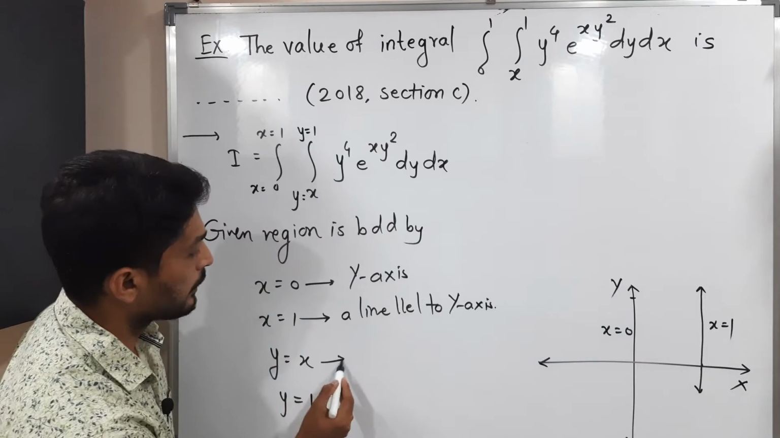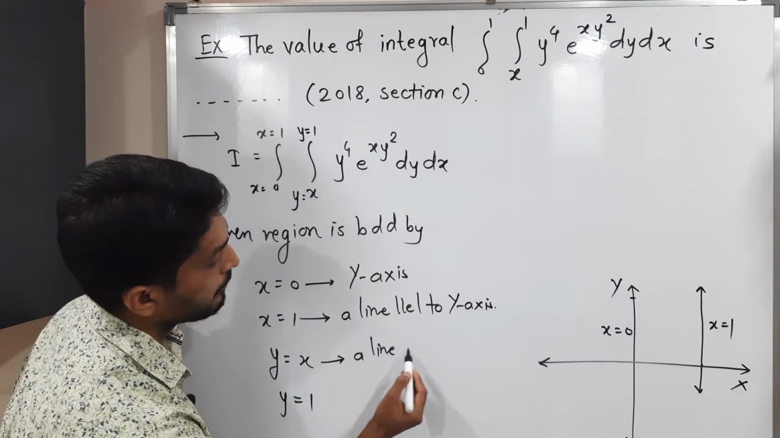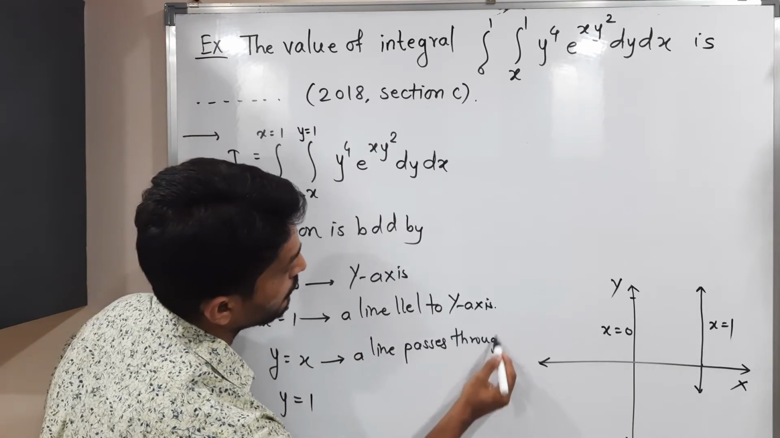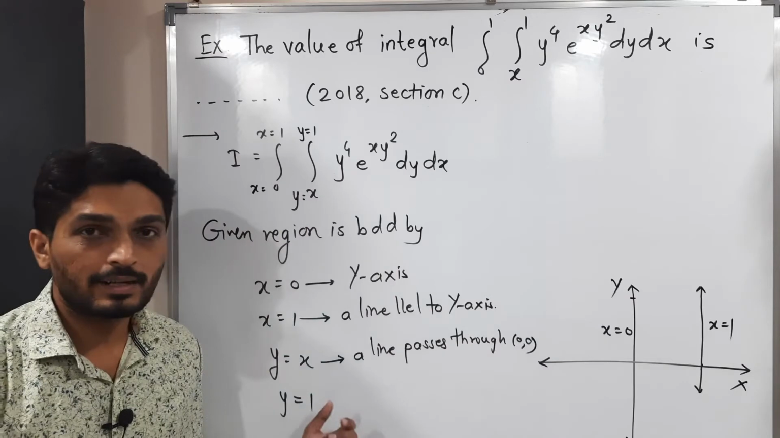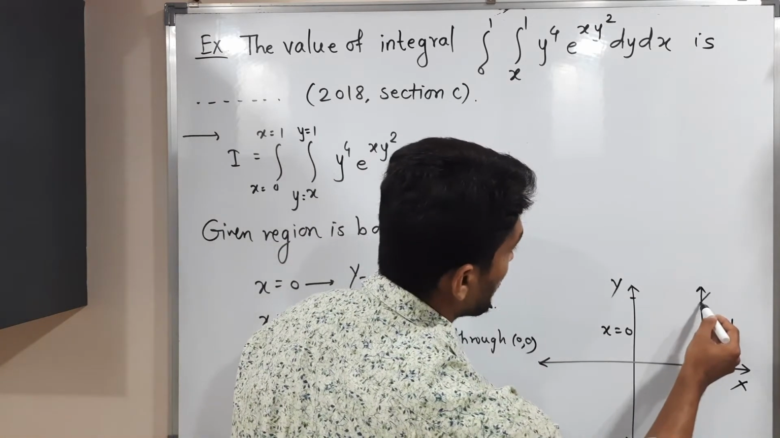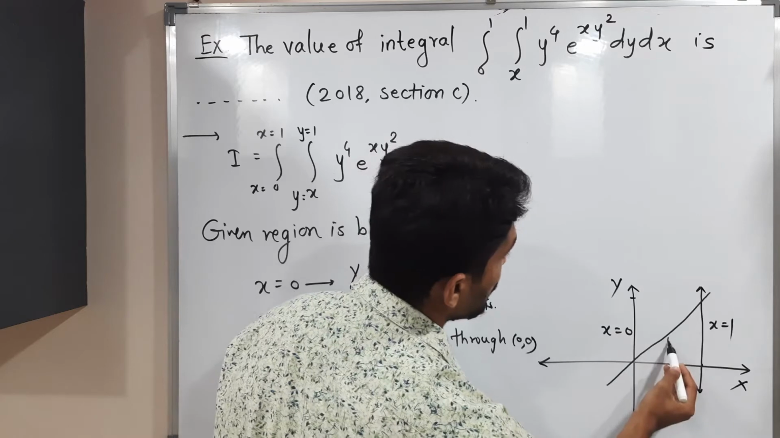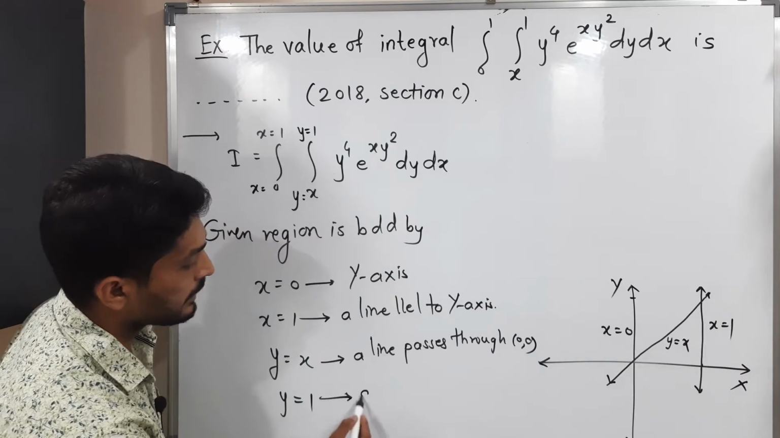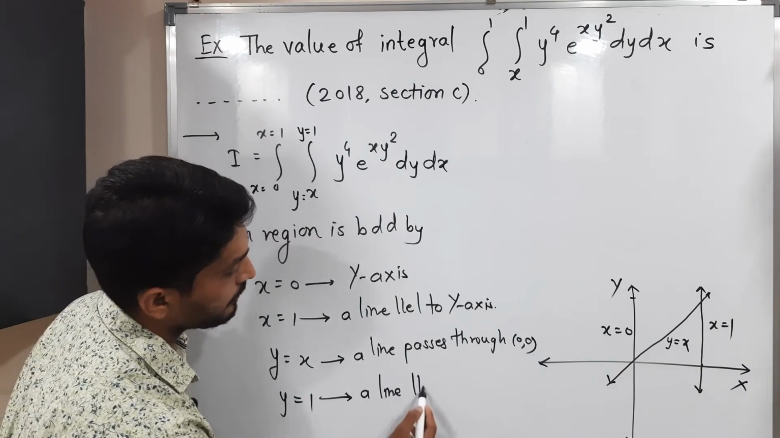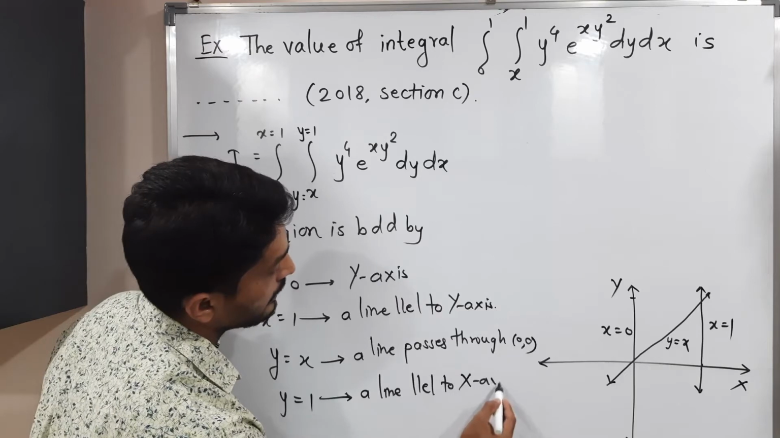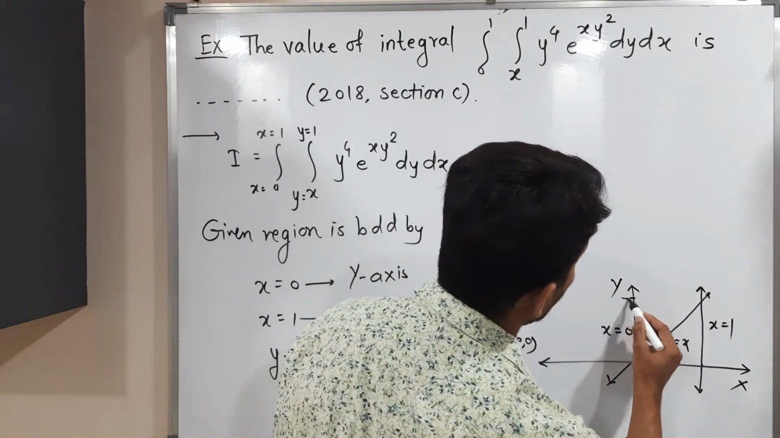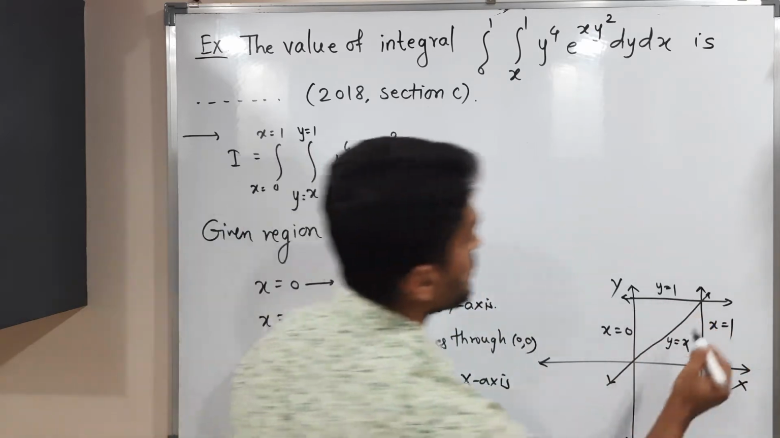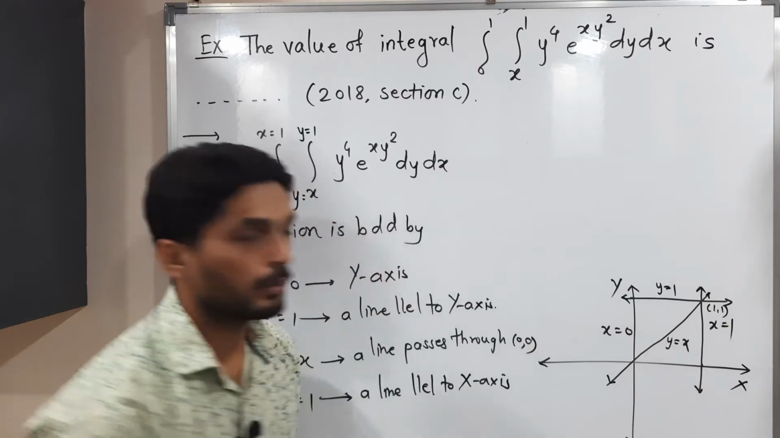Next, y = x. This is a line that passes through the origin (0, 0). It's a very standard line, as you know. So it will be a line like this, y = x. Next, y = 1. This is a line parallel to the x-axis. So the line will be like this, y = 1. You can easily find this point is (1, 1).